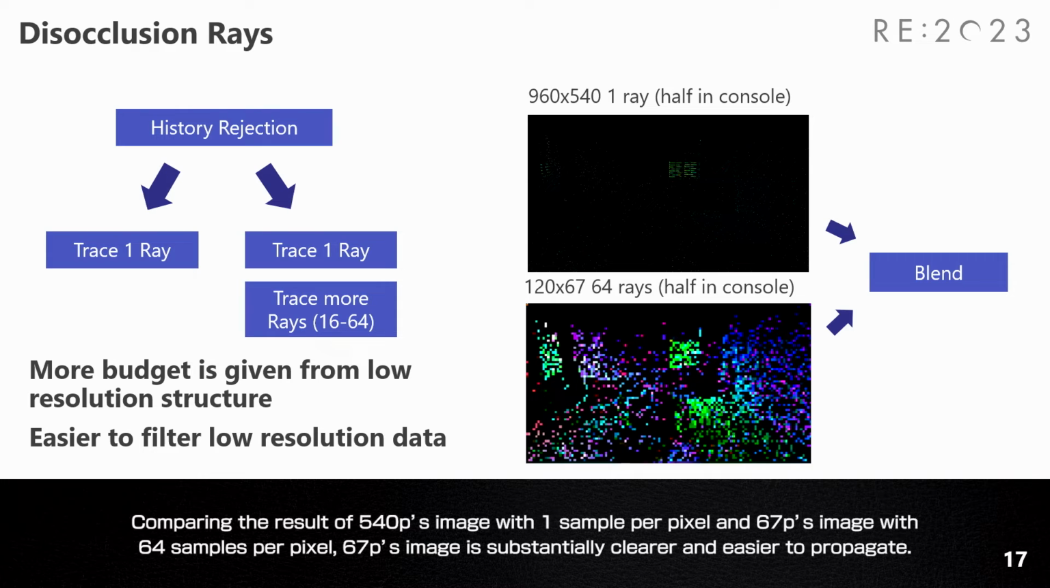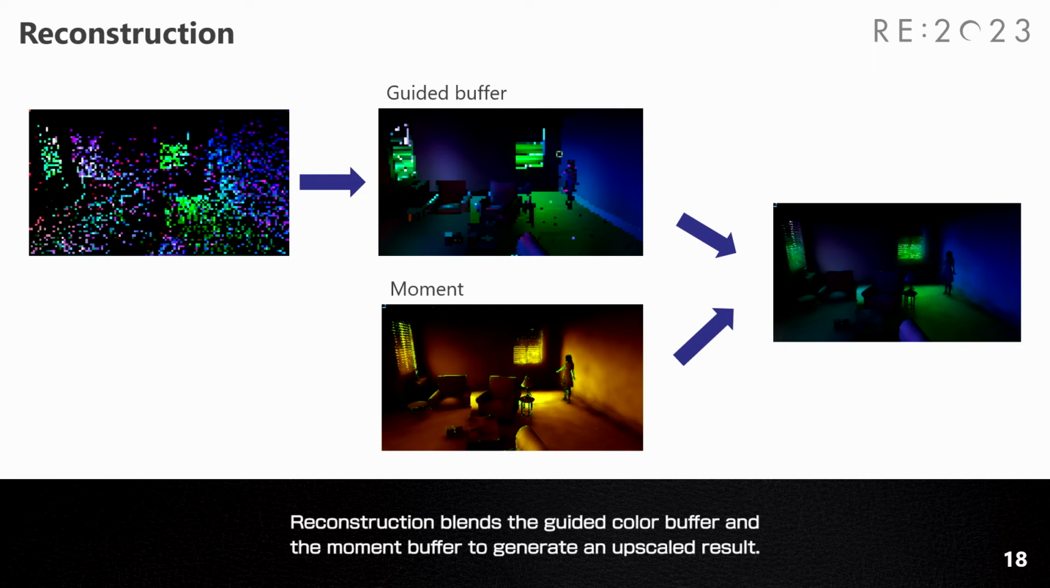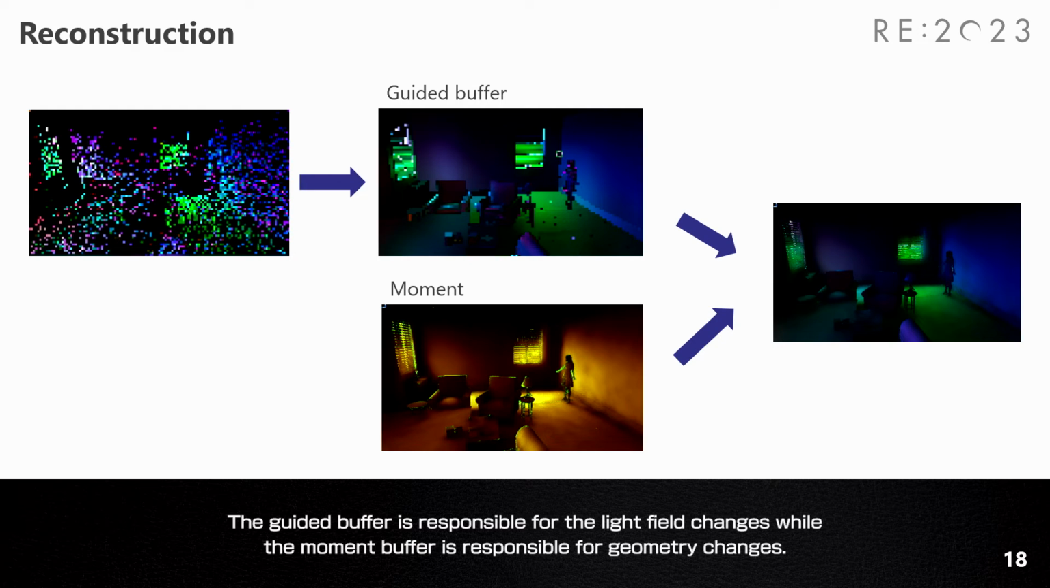Comparing the results of a 540-piece image with 1 sample per pixel and the 67-piece image with 64 samples per pixel, the 67-piece image is substantially clearer and easier to propagate. And a good reconstruction algorithm is needed after that. Reconstruction blends the guided color buffer and the moment buffer to generate an upscaled result. The guided buffer is responsible for the light field changes, while the moment buffer is responsible for geometry changes.